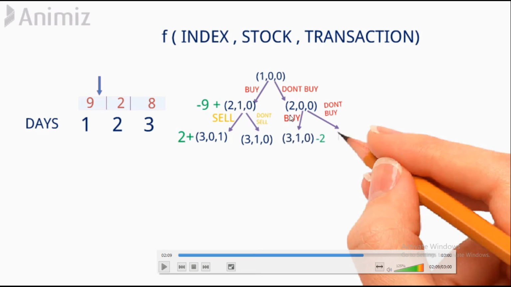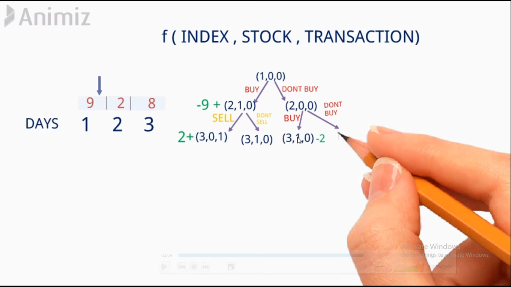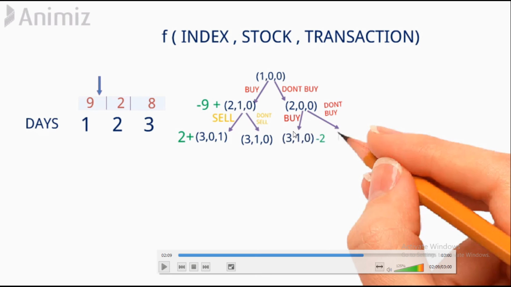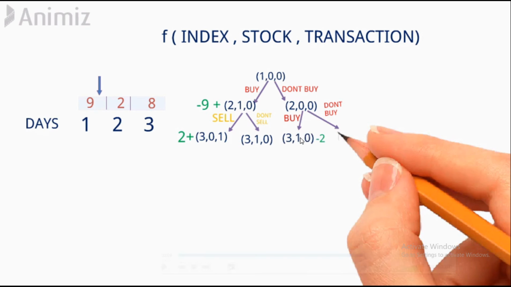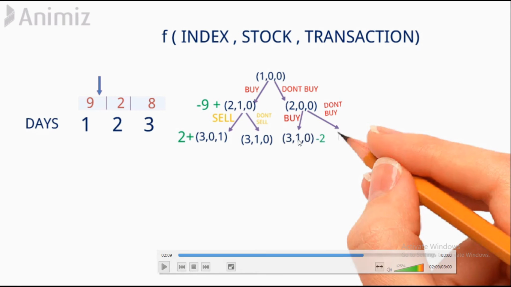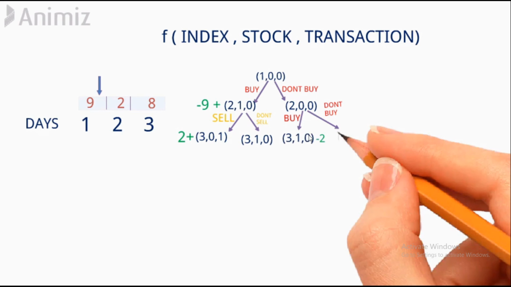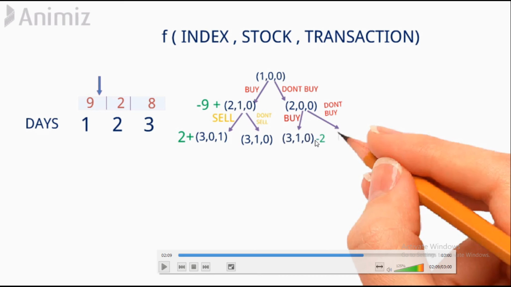So the index increases. Now, initially, I did not have any stock with me. I bought a stock, so now I am having a stock at day number 3. So the notation changed to 1. Then the transaction till now did not happen because we did not sell anything in this branch. Fine. Now minus 2 represents the same thing. On the second day we are having a cost 2, and since I bought something, I would have to pay from my pocket. So this is minus 2.